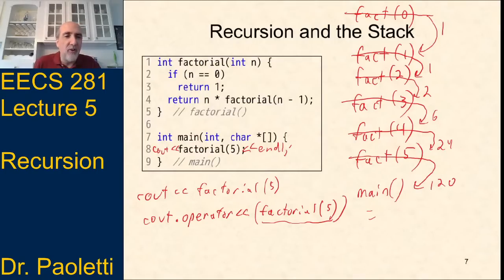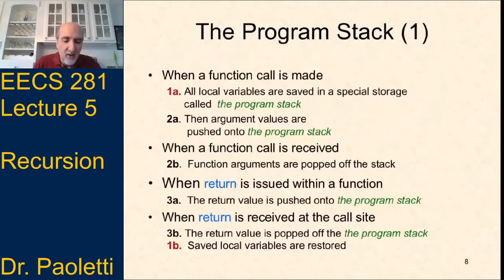So all of the factorial calls happened, and then they all unrolled one after another with things getting popped off the stack and things returned. So let's look at a more detailed view of what's going on behind the scenes here.